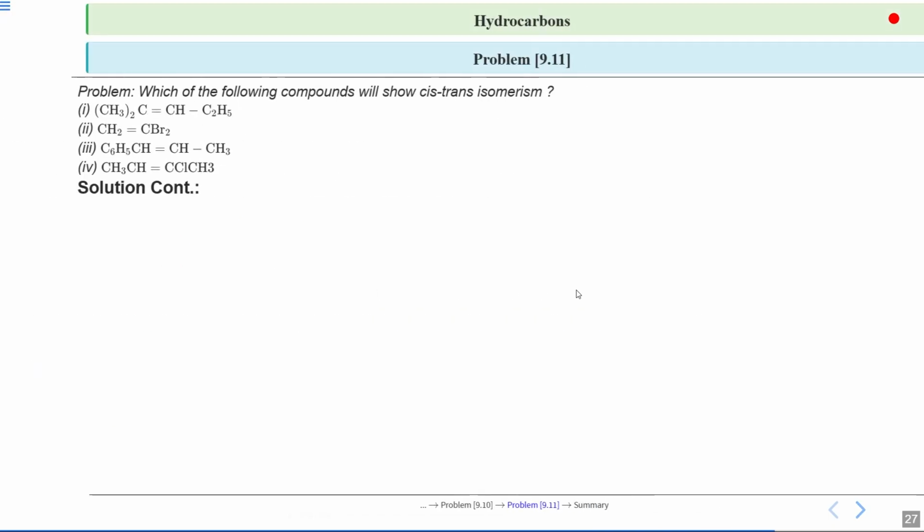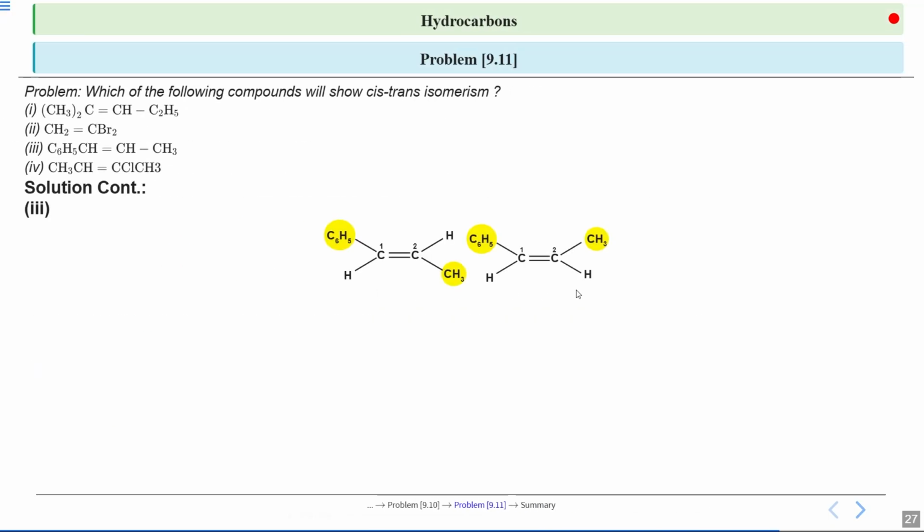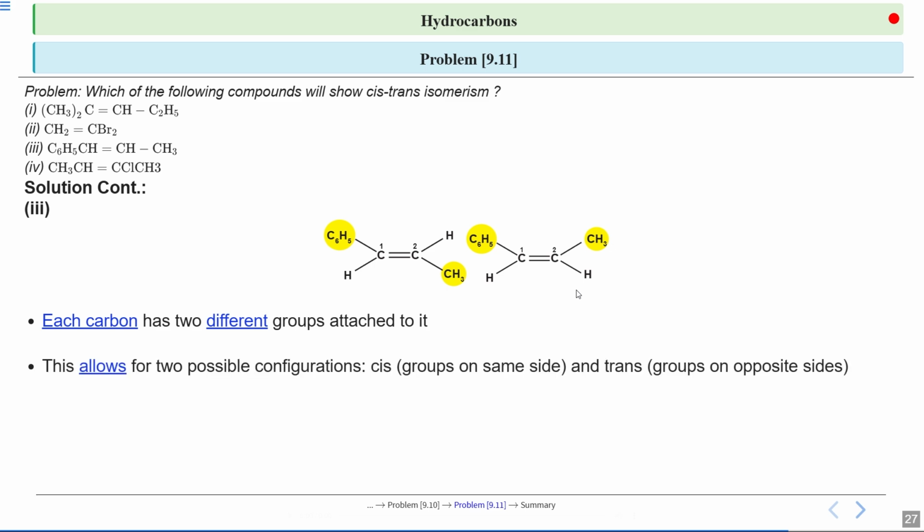Moving on further, what is the next compound? Next is C6H5 CH double bond CH single bond CH3. Each carbon atom has 2 different groups attached to it. This allows for 2 possible configurations: cis, with the groups on the same side, and trans, with the groups on the opposite side. The compound therefore can show cis and trans isomerism. So if I ask you whether it will show cis-trans or not, you will say yes.